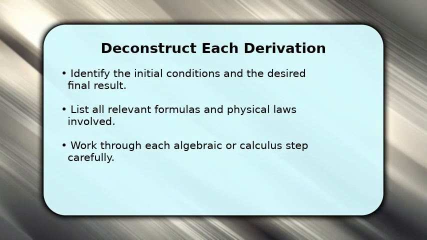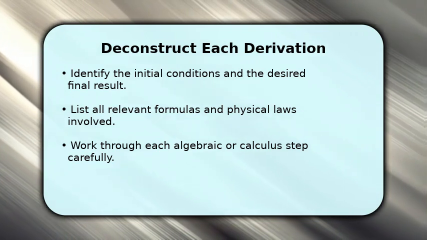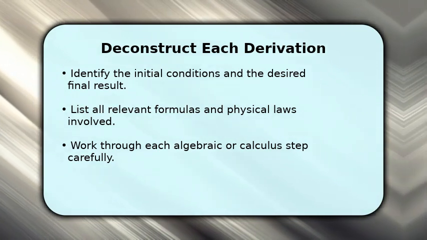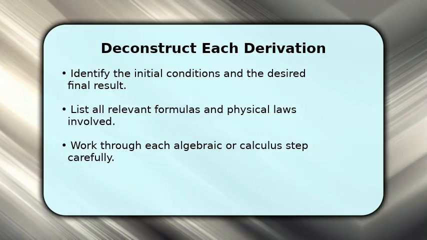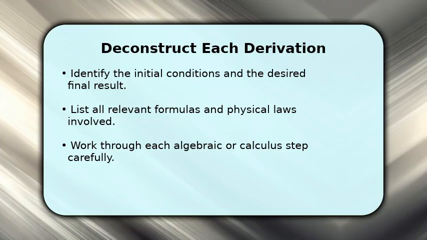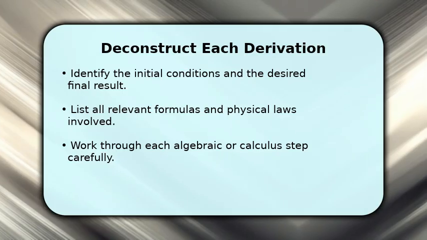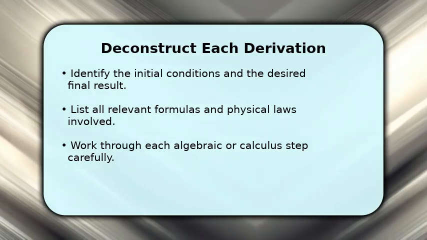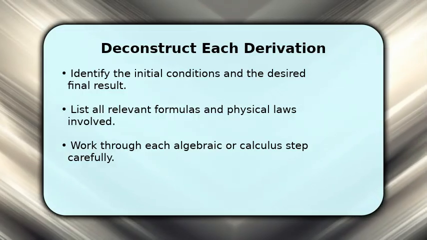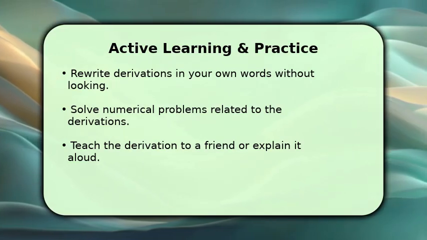Once you understand the basics, tackle derivations by breaking them into smaller parts. First, identify the starting point and what you aim to prove. Then, list all the equations and physical laws that apply. Work through each step methodically, focusing on the logical progression. This systematic approach helps prevent errors and builds a clear path from beginning to end, making complex derivations much less intimidating.